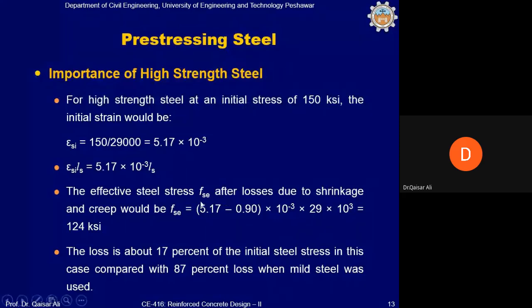Now 5.17 minus 0.9, times 10 to the power -3, into 29 times 10 to the power 3, still you are left with 124 KSI after creep and shrinkage.